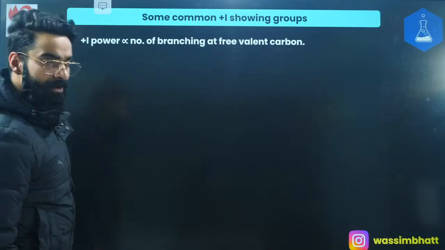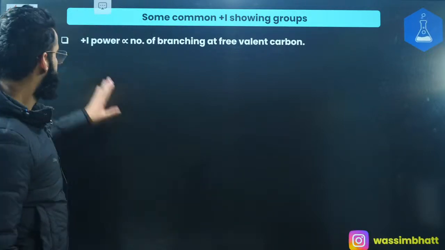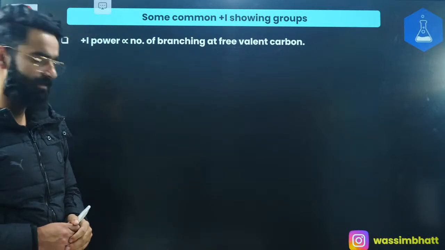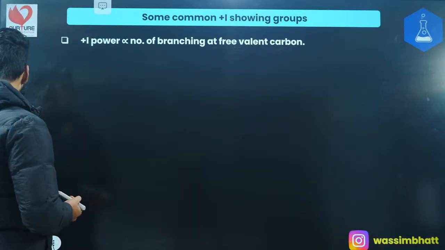Okay. Do remember one more thing. Plus I power is directly proportional to the number of branching at the free valent carbon. Number of branching at the free valent carbon, correct?